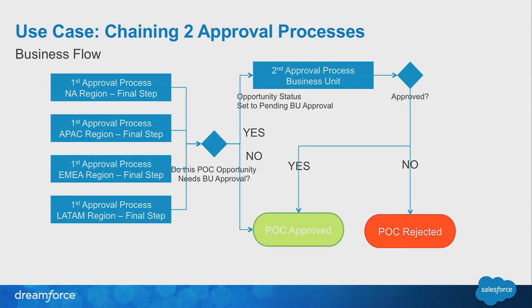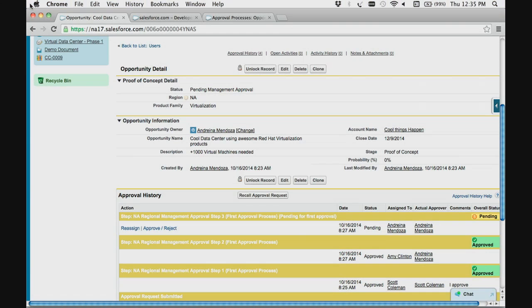Okay. So to show this, we have already an opportunity, right? And this is an opportunity that somebody already entered in the system. Let me just point something out. So we have this opportunity, right?